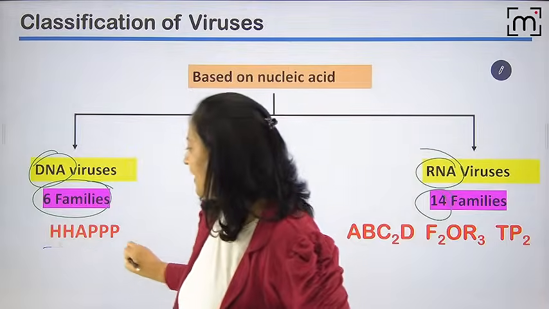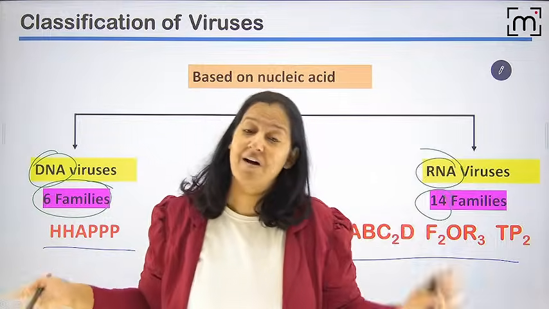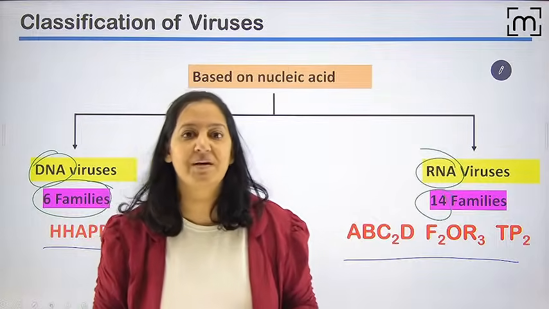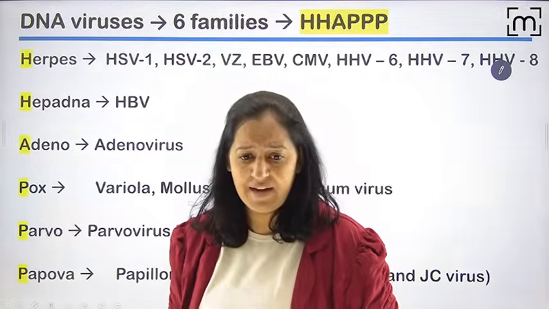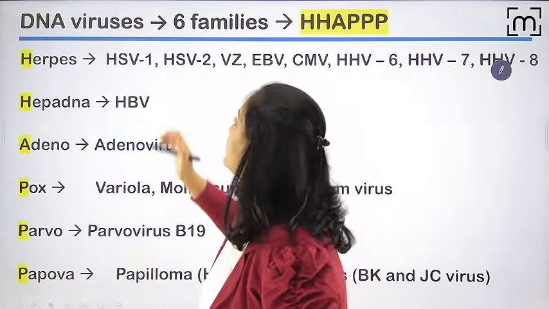I'm having a mnemonic here. Please learn the DNA viruses and RNA viruses separately with the help of the mnemonic. You people don't even know which virus is DNA, which virus is RNA. How will you learn their details? First you know the basics. Which virus is DNA? Which virus is RNA? Which is single-stranded? Which is double-stranded? So see the DNA viruses.